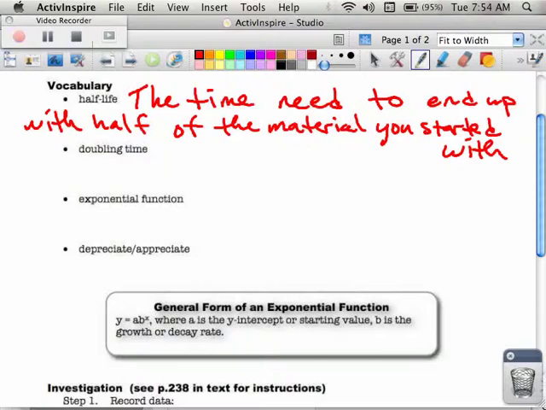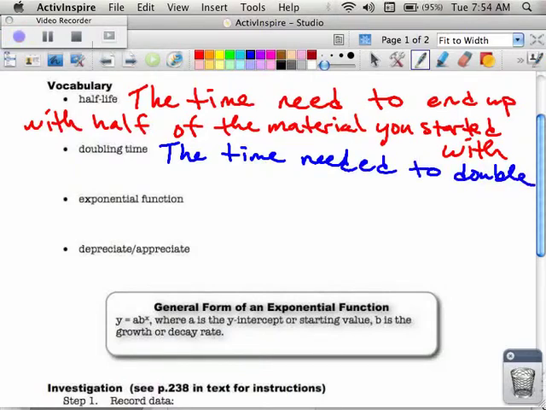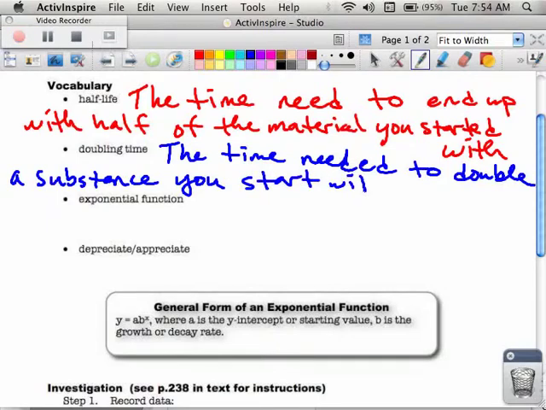And just like half-life, doubling time, same kind of thing, but in reverse. It's the time needed to double a substance you start with. So I say substance, but it could also be money. So like, for example, maybe you want to invest your money. You've got $100 and you say, well, how long will it take me to double my money?